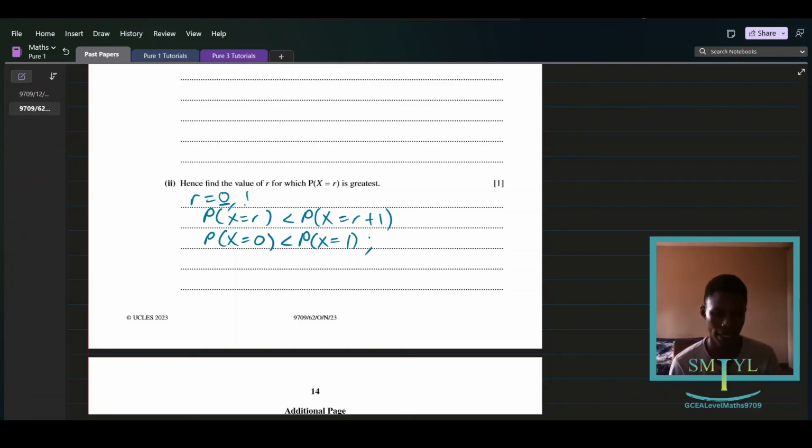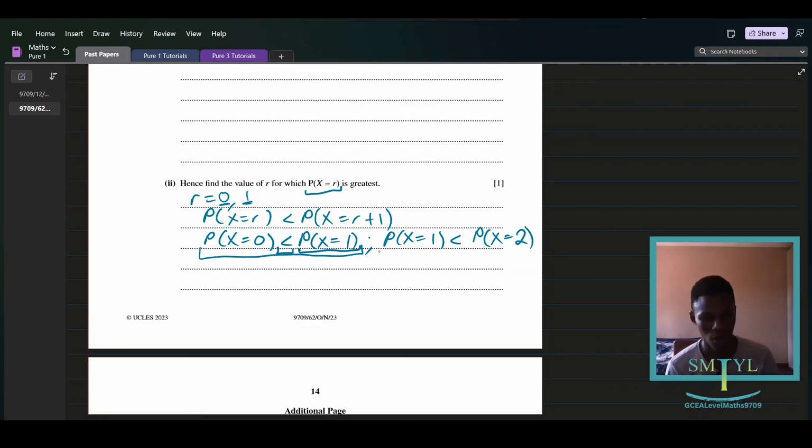And then let's substitute. When r is 1, we get the probability that X is equal to 1 is less than the probability that X is equal to 1 plus 1, which is 2. And so now in this case, for the first one, we've got the probability that X is equal to 1 is greater than the probability that X is 0. So in this case, the greatest value for the probability that X is equal to r would be 1.